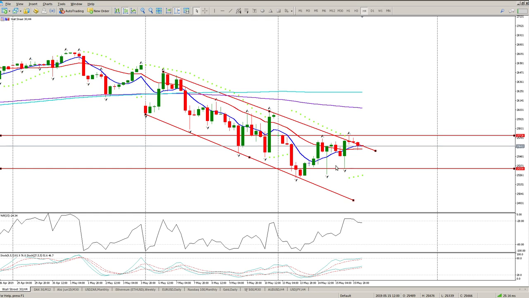Okay, now just watch my mouse. Here is my cup. Okay, ignore this pin bar. That is my handle.